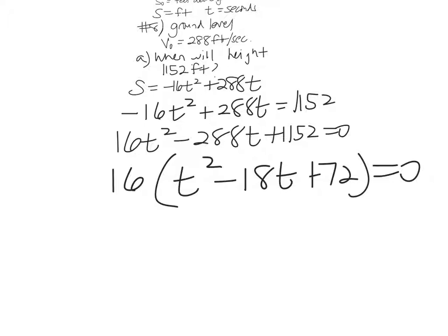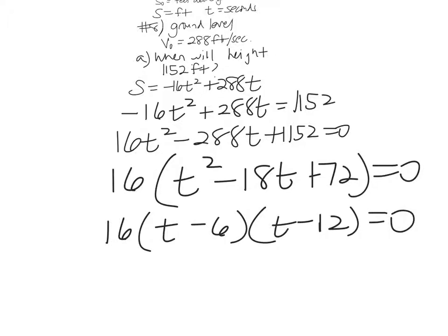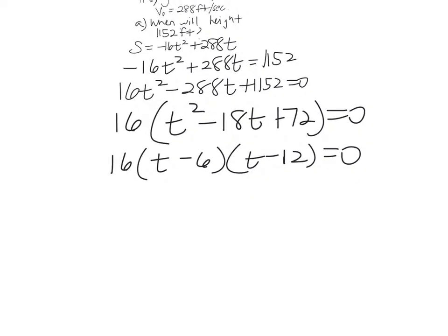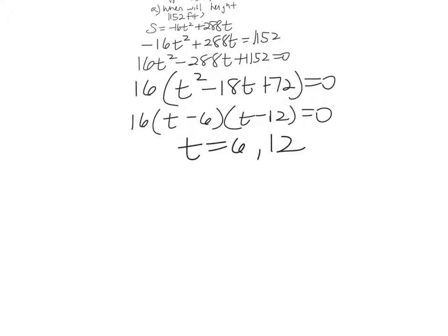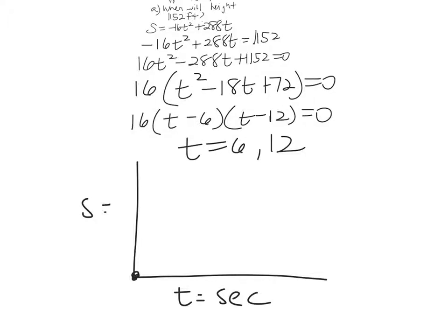And then let's factor some more. So 16, and you have, what times what's 72? Adds up to negative 18, negative 6, and negative 12. So your answers are t equals 6 and 12. And you might be alarmed, oh no, there's two answers, but that's okay. Because guess what? This is what it looks like. Here you are at t equals, this is t is seconds, and this is s is height in feet. And here you are, and your projectile goes up and comes back down to the ground, hopefully.